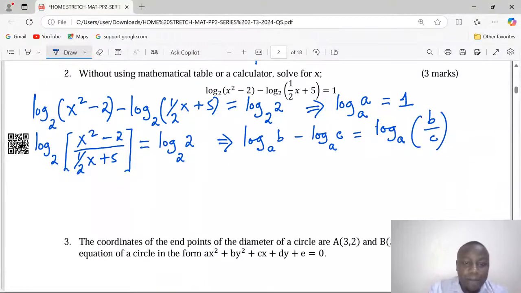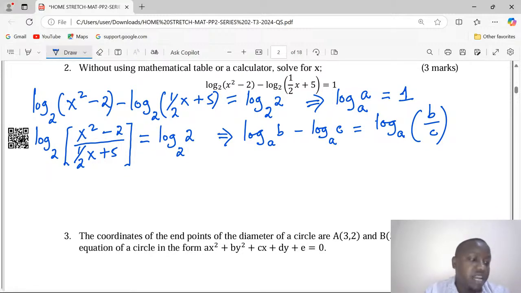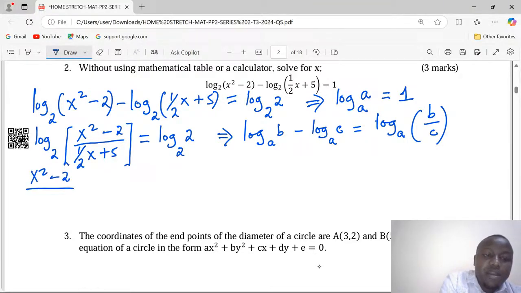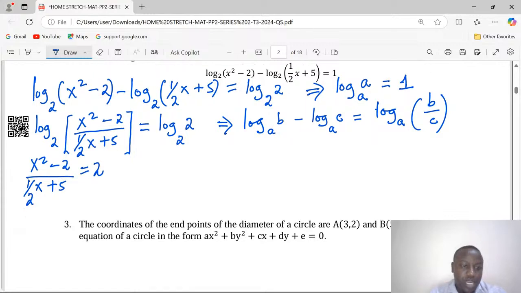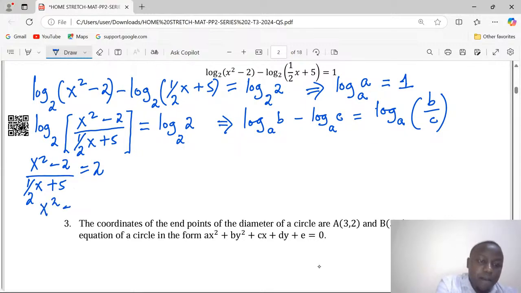Then at this point, we can now drop logarithms because there are no more laws to be applied. We just drop logarithms and equate the right hand side and the left hand side. From the left, we have x squared minus 2 divided by half x plus 5 equals 2. So we can cross multiply to remain with x squared minus 2 equals, when 2 multiplies everything, half x by 2 becomes x, then 5 by 2 becomes 10.